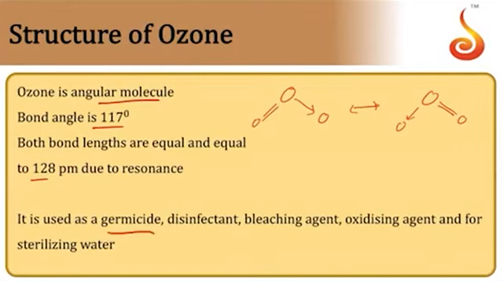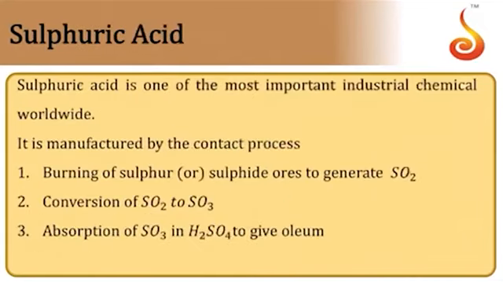Ozone is used as a germicide, disinfectant, bleaching agent, and oxidizing agent. All three of these properties, disinfectant, bleaching agent, and oxidizing agent, are because it liberates nascent oxygen. It is a very good oxidizing agent, and because of the nascent oxygen only it has these three properties.